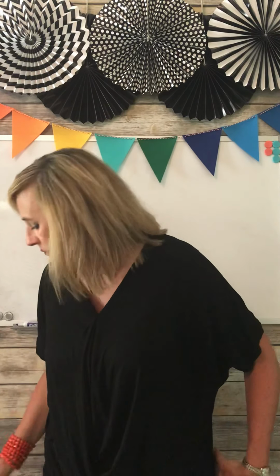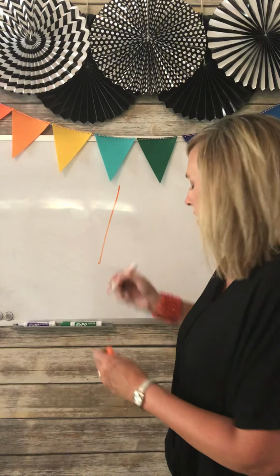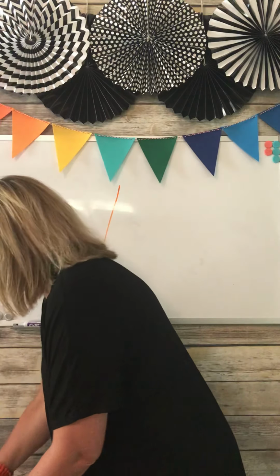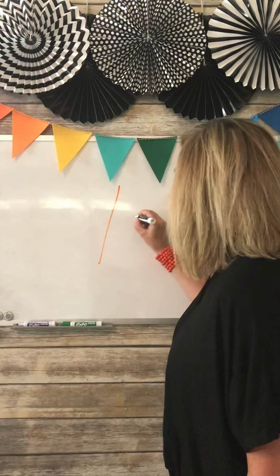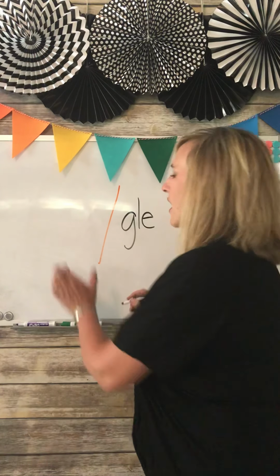All right, next word. Our next word is the word jungle. Let's stretch that out. Jungle. In that second syllable, I hear gull. I hear the ul at the end lets me know it's consonant LE. I'm going to go ahead and divide up my board. In that second syllable, gull, I know I'm going to spell it G-L-E. So I've really just got to figure out that first part.